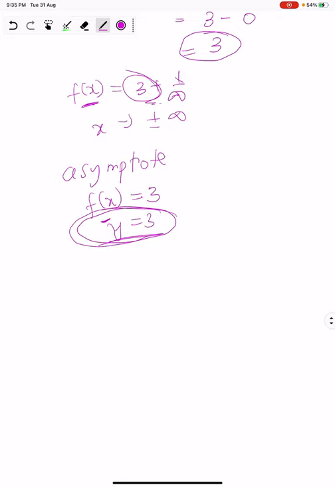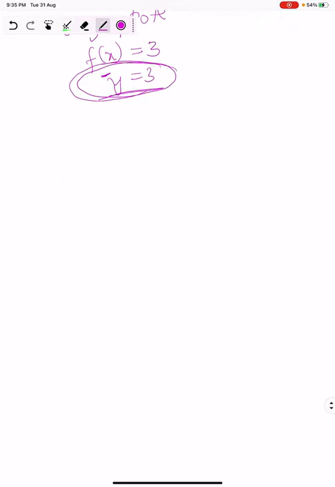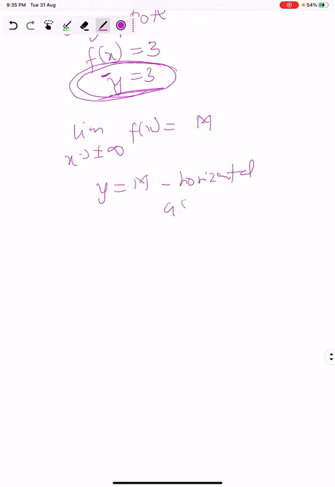More generally speaking, if the limit as x approaches both positive and negative infinity of f of x is equal to M, then what this means is that the graph of f of x approaches the line y is equal to M. In this case, the line y equals M is known as the horizontal asymptote of the function f of x.